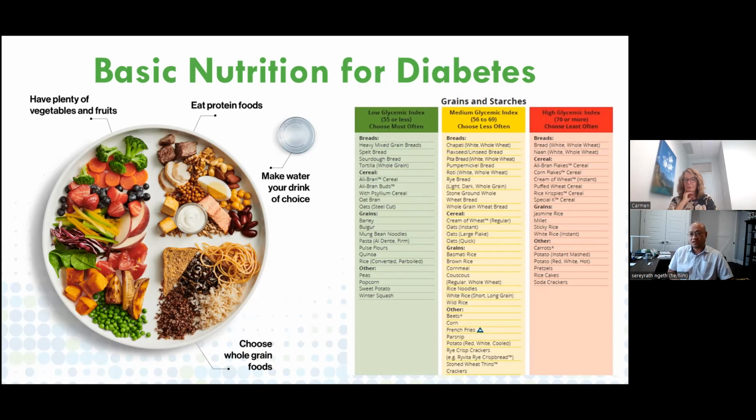And 25% of the plate should be covered with whole grain carbohydrates. So why is whole grain so important? This leads us to the glycemic index. Glycemic index is one way that we measure how quickly carbohydrates are metabolized in our body. So we typically want foods that have a low glycemic index.